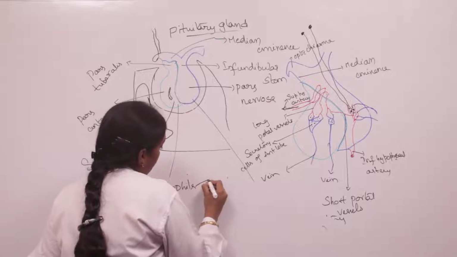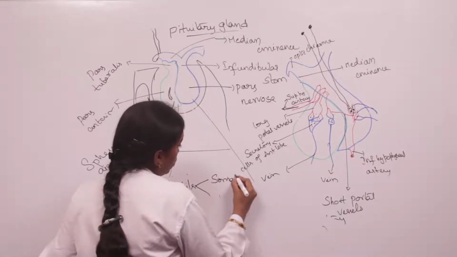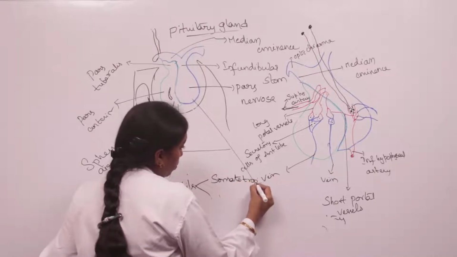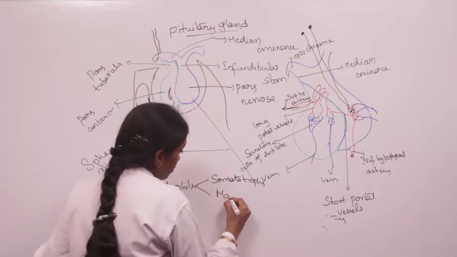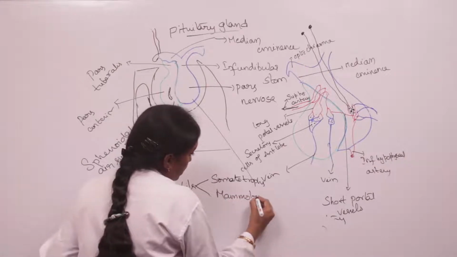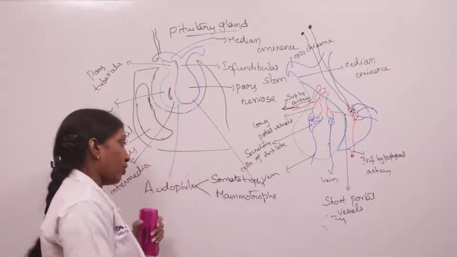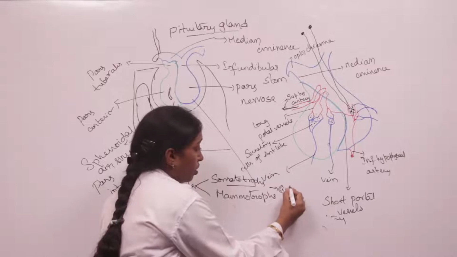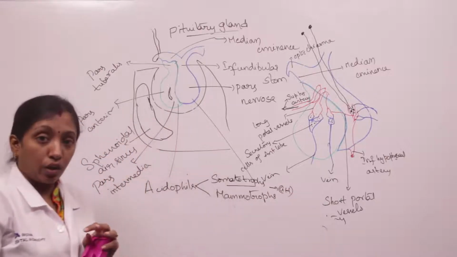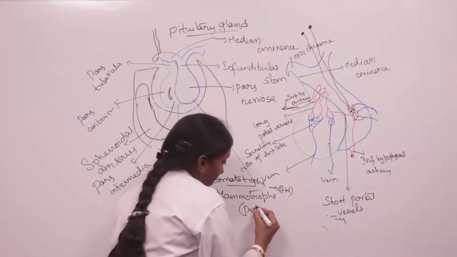Acidophil cells are further divided into somatotrophs as well as mammotrophs. These somatotrophs secrete growth hormone, and these mammotrophs secrete prolactin.